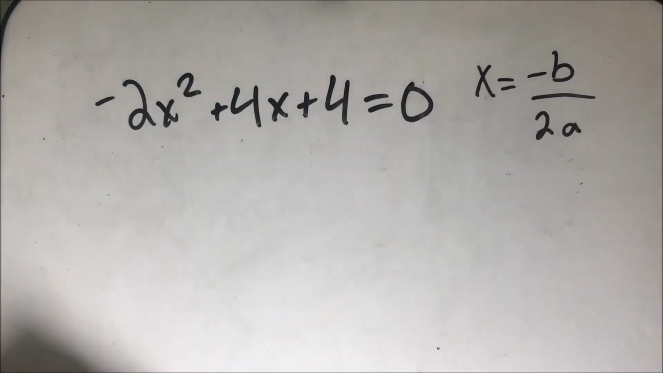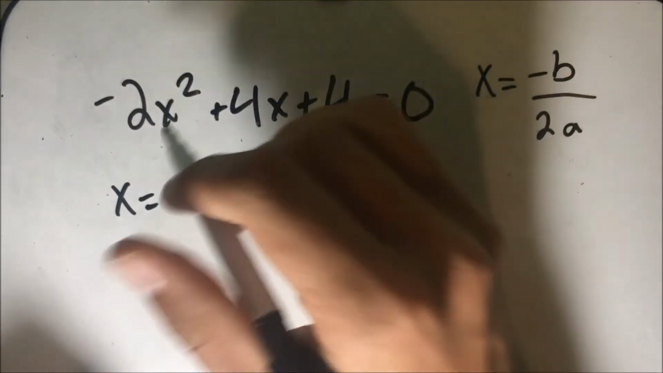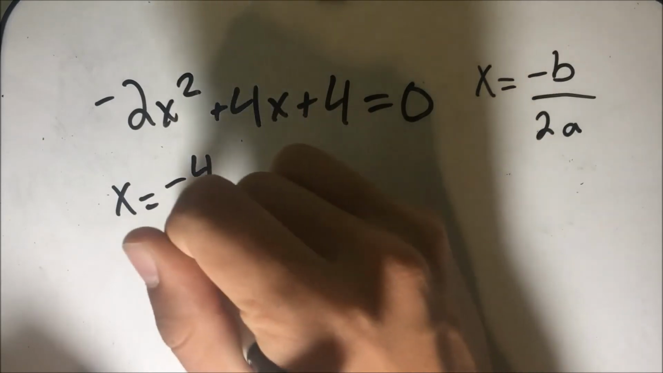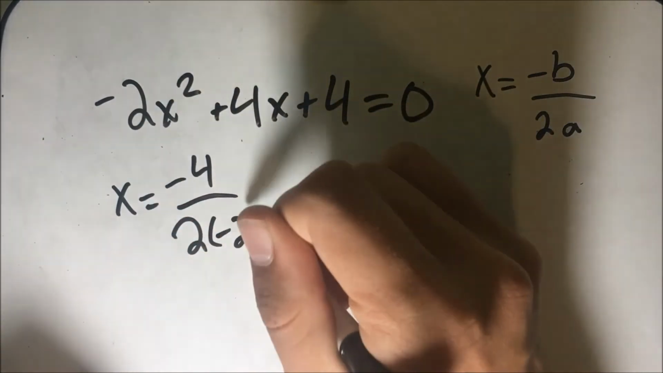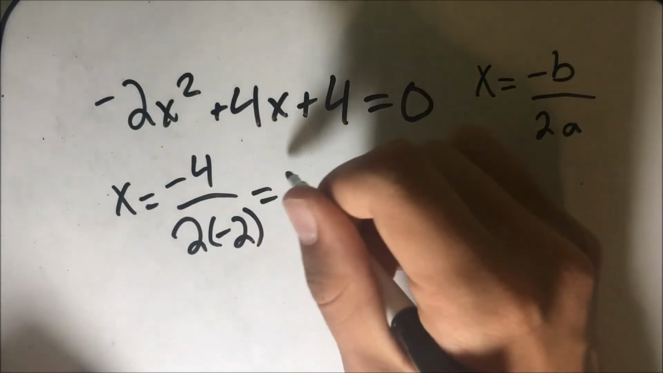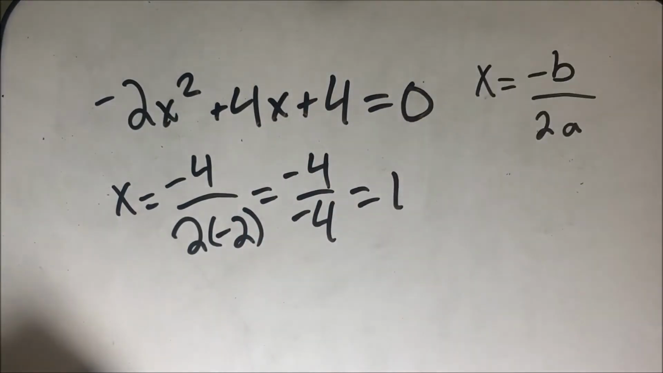Alright, now let's work through this together. Just like our last problem, we're going to plug in our vertex formula to find the vertex. So that'll be x equals negative b, and b is 4 in this case, so it'll be negative 4 over 2a, and a is negative 2, so it'll be 2 times negative 2. That equals negative 4 over negative 4, which is just 1.